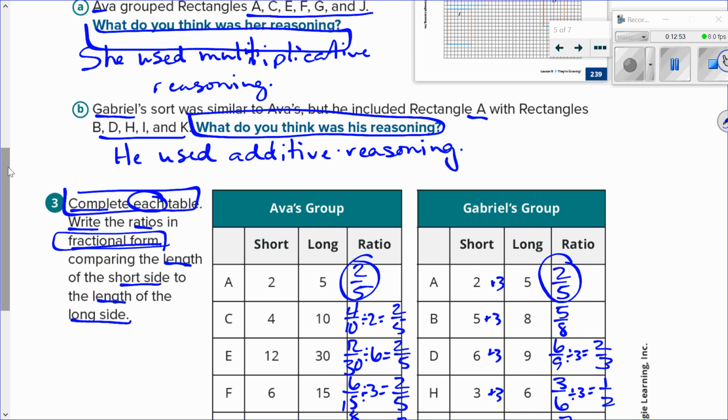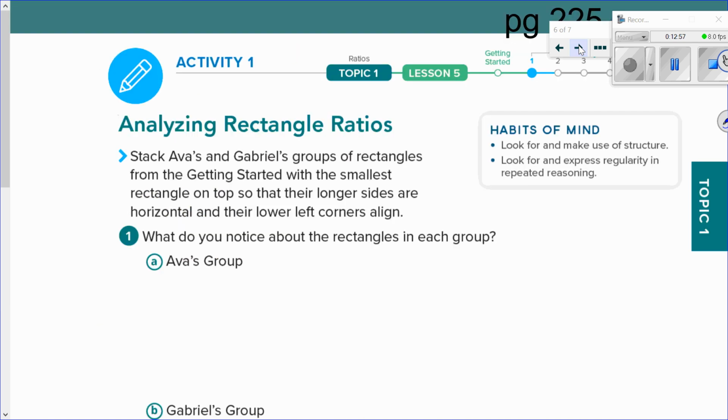Our next set also kind of go together, but this one gets a little more complex, so I really need everybody's attention, please. Okay? So we're going to stack Ava and Gabriel's groups of rectangles from the getting started with the smallest rectangle on top so that their longer sides are horizontal. That means this way, guys. That's horizontal. And their lower left corners align.